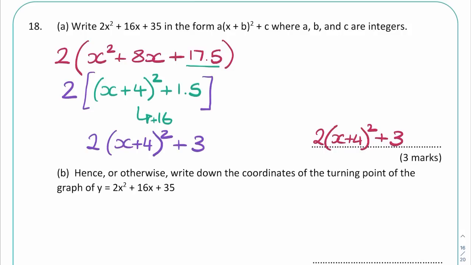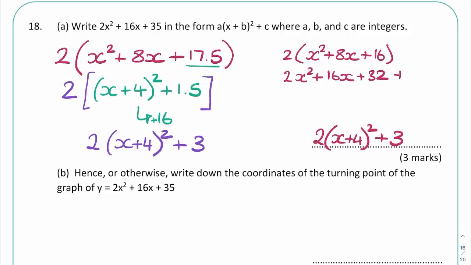If I did it very, very quickly, (x + 4)² would be x² + 8x + 16. If you multiplied that by 2, you would get 2x² + 16x + 32, and then you have the +3 at the end, and that would be 2x² + 16x + 35, and it does match what was in the question. So we know we've done it correctly.